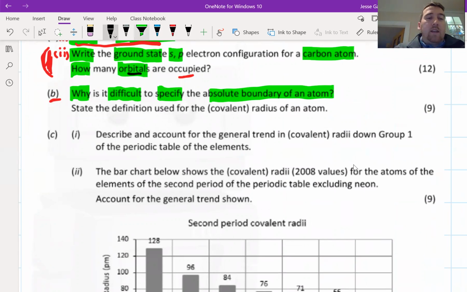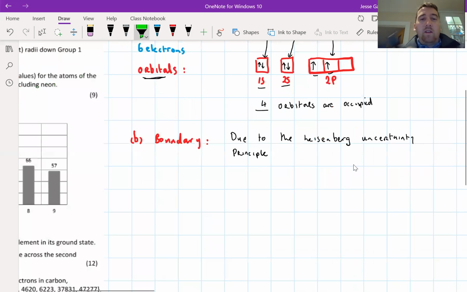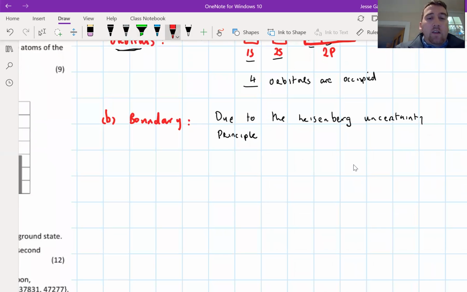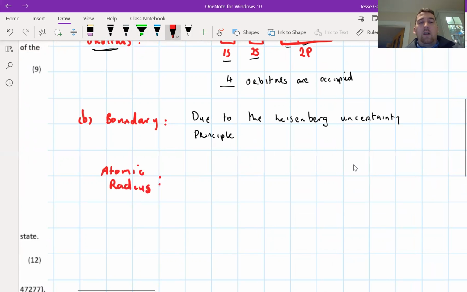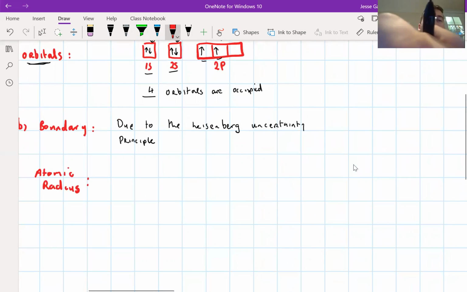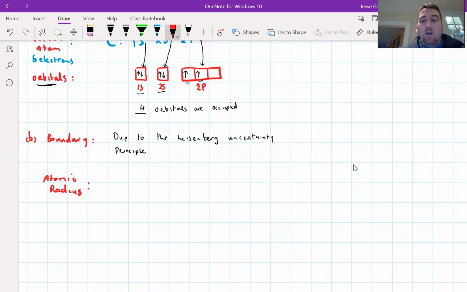Next one, state the definition used for the covalent or the atomic radius of an atom. Okay, so atomic radius, covalent radius, same thing. So we're asked for a definition, atomic radius. Pause the video and write down the definition for the atomic radius of an atom. Do that now. Okay, so if you weren't sure about this, guys, if you don't remember this, I'm going to draw a diagram that might help you to remember.